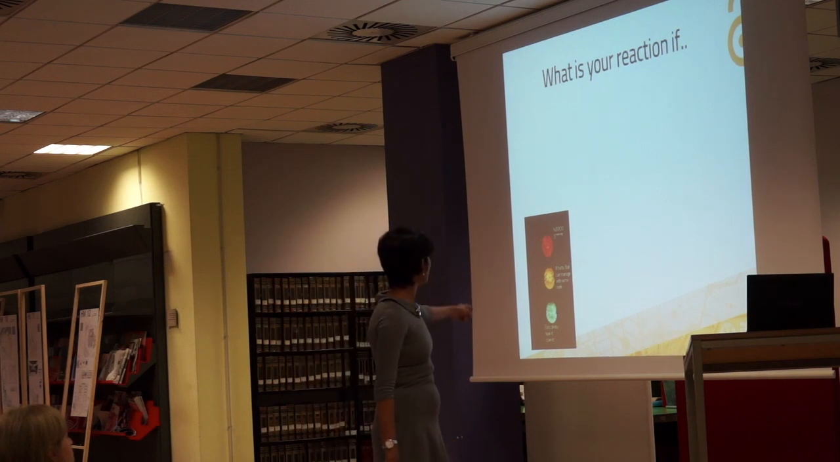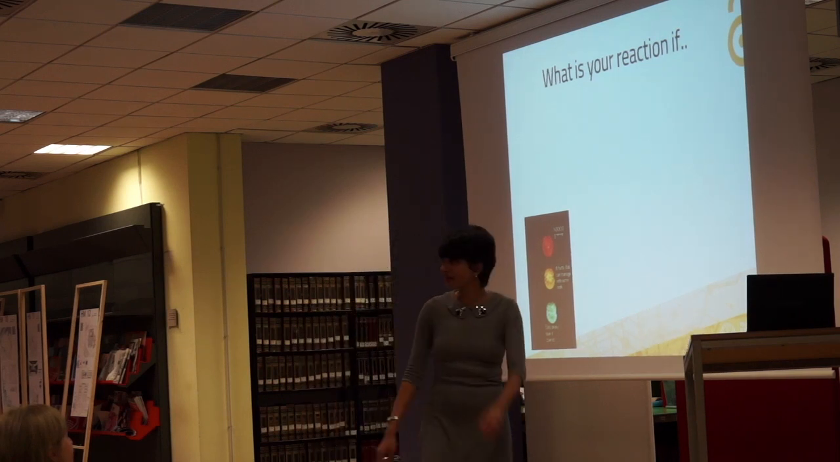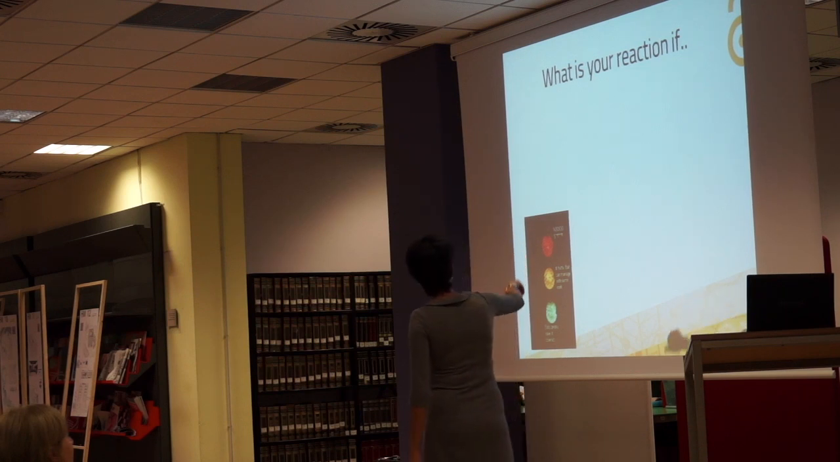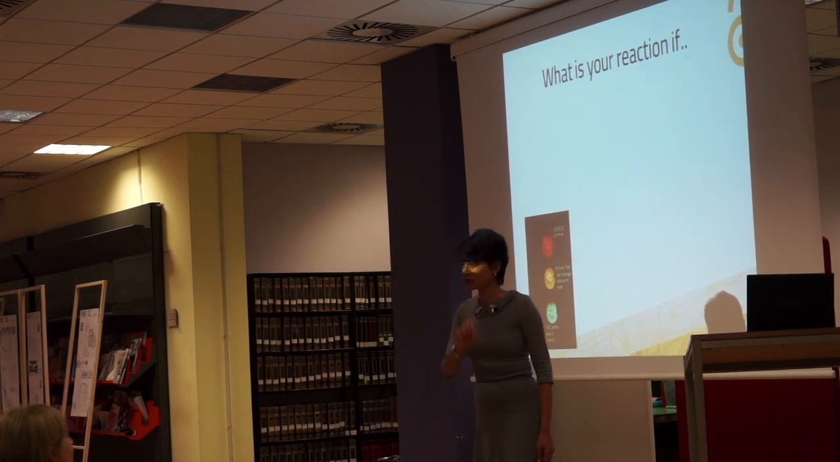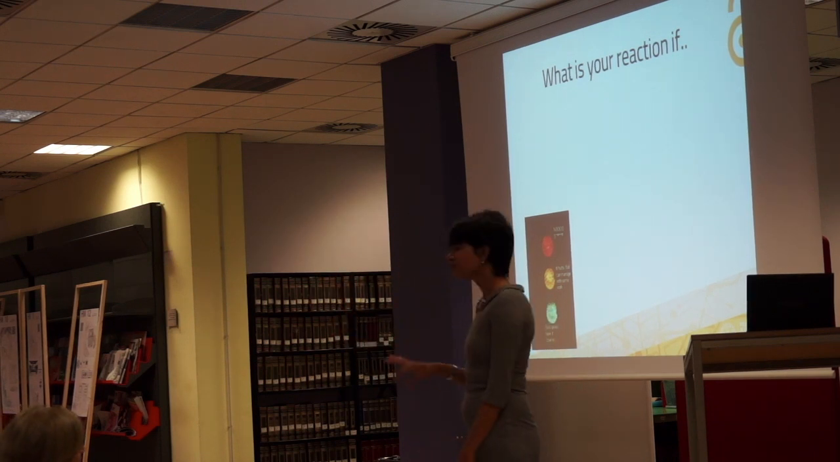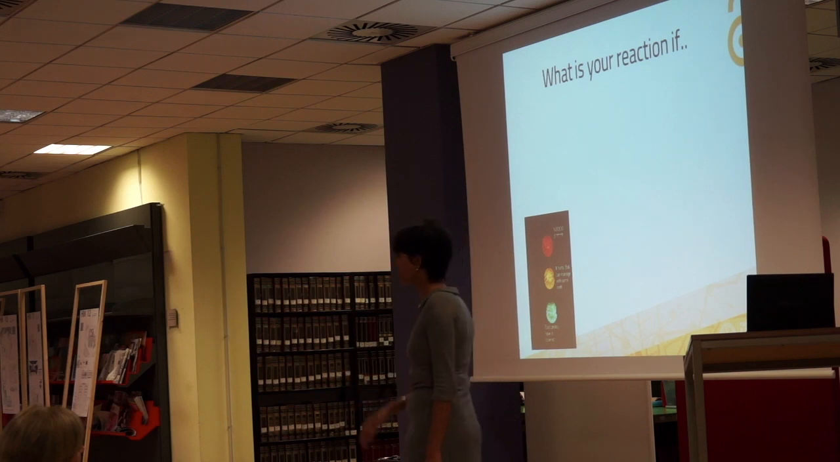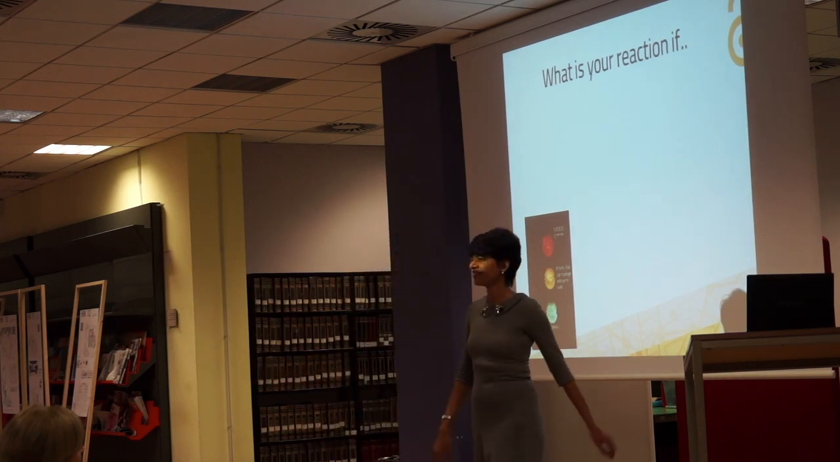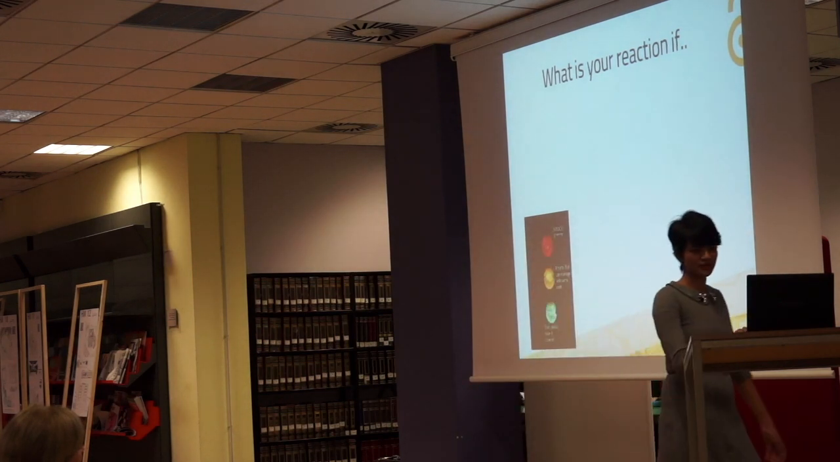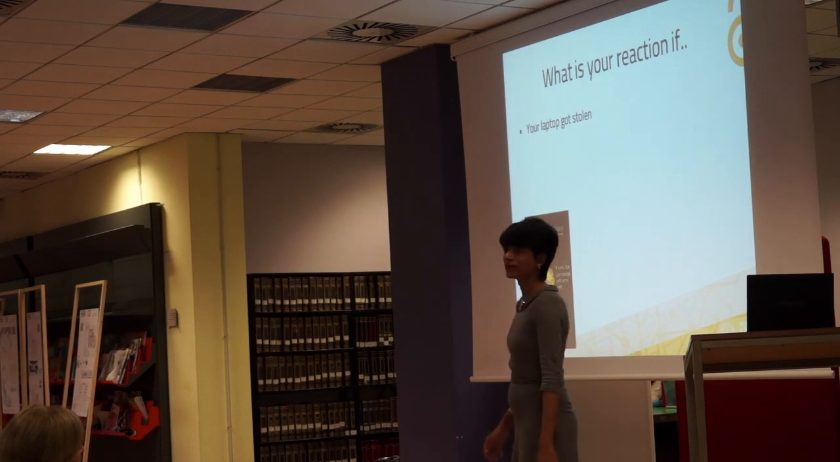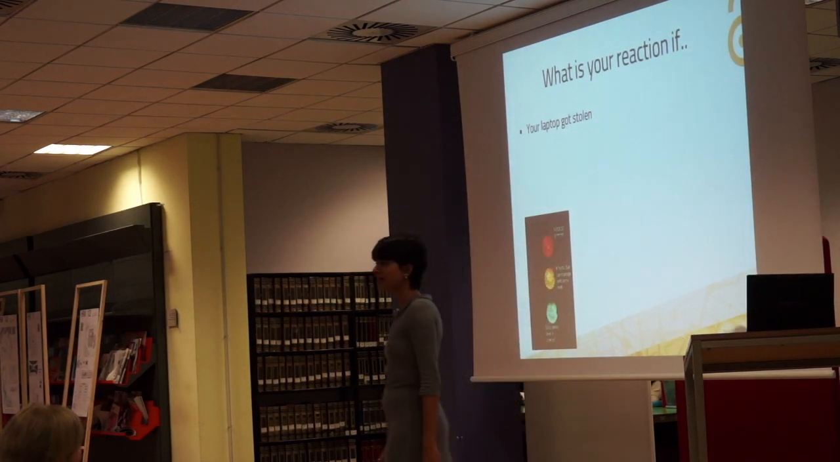I have three mics: red, orange, and a green. I don't think you can read it from there. The first one is like you start swearing. The second one is like, it hurts, but I can manage. And the green means, easy peasy, I don't need to care. So the first question: what happens if your laptop gets stolen? Who goes for the red?